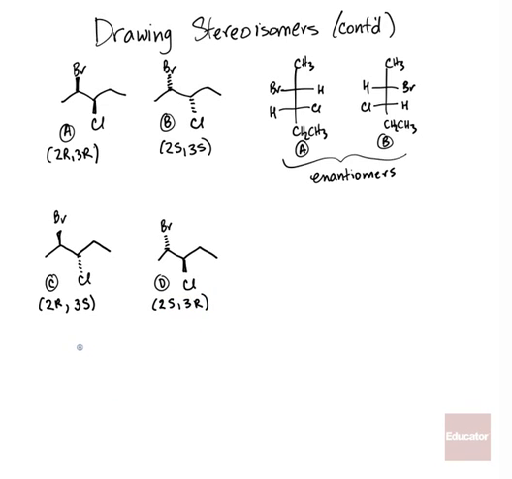We could draw the Fisher projections of these as well. And these would be good to practice with. In drawing these Fisher projections, you can use the stick figures, you can use models, but just in comparing it to the Fisher projections you already have for A and B, we can see that for C, it's going to have the bromine and the chlorine both on the left. And then for D, it's going to have the bromine and the chlorine both on the right.